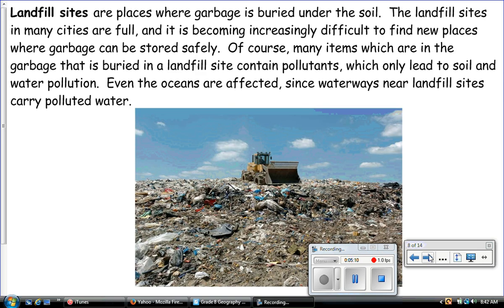Landfill sites are places where garbage is buried under the soil. The landfill sites in many cities are full, and it is becoming increasingly difficult to find new places where garbage can be stored safely. Of course, many items which are in the garbage that is buried in the landfill site contain pollutants, which only lead to soil and water pollution. Even the oceans are affected, since waterways near landfill sites carry polluted water.